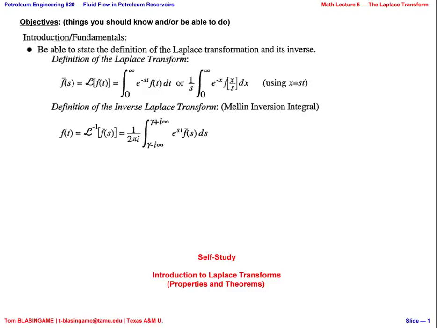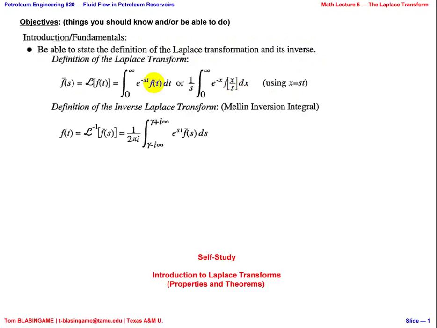So the objectives of this lecture is that you are aware, that you are familiar with the definition of the Laplace transform and its inverse.